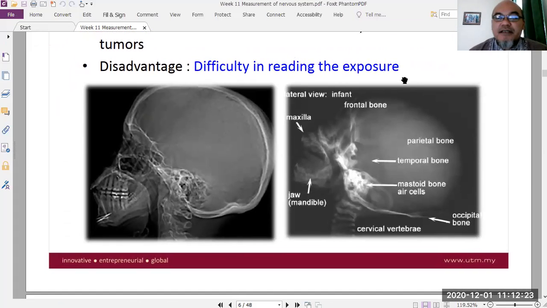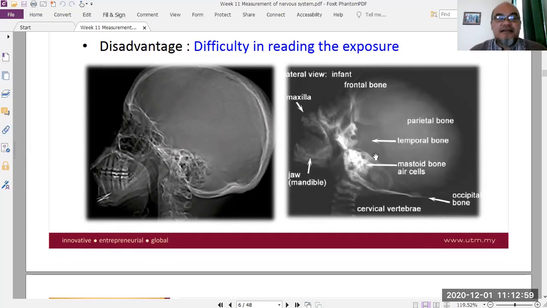The disadvantage, however, is that it is difficult to read the exposure, because mostly in the bone itself, the density difference is not that much. And you also cannot see the soft tissue. So, for example, here's the lateral view of an infant. This is the frontal bone, the maxilla, the upper jaw bone, the mandible, the lower jaw bone, parietal bone, the temporal bone, and mastoid bone, air cell, occipital bone, and the cervical vertebrae.